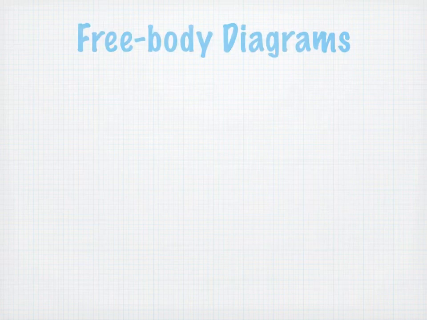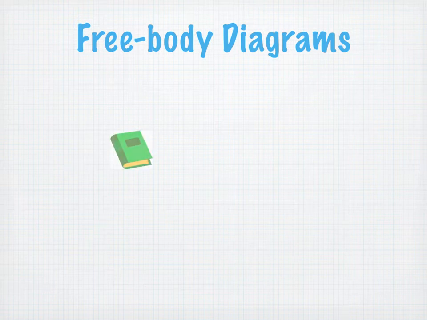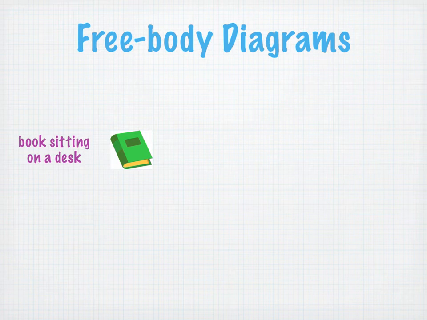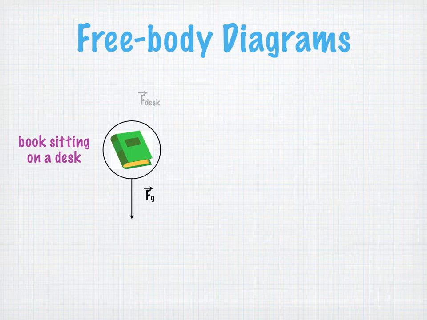When dealing with forces and Newton's laws, we often draw free body diagrams, also called force diagrams, to see which forces are acting on an object. In a free body diagram, we start with our object that is being acted on, a book sitting on a desk, for example. Next, we draw all the forces acting on the object. We have the gravitational force acting downward on our book, and since it's sitting on a desk, we have a force from the desk acting upward on the book as well.